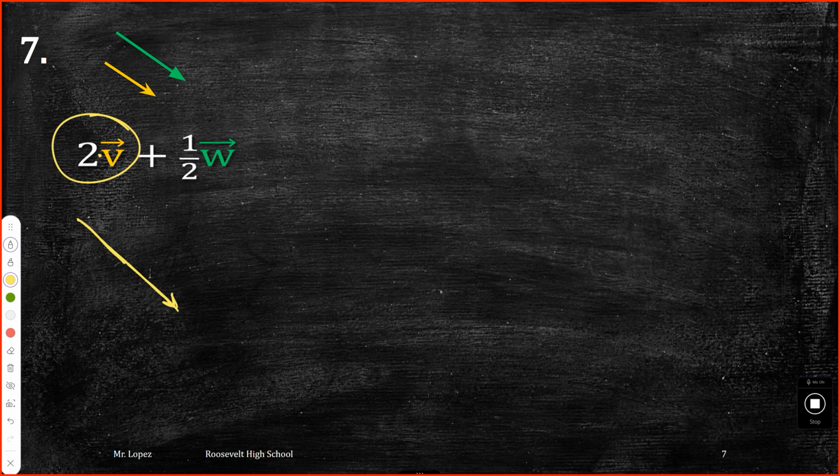And we're going to add to the tip half of vector w. So half of vector w would be this much. A little more. And then there's the answer right there.